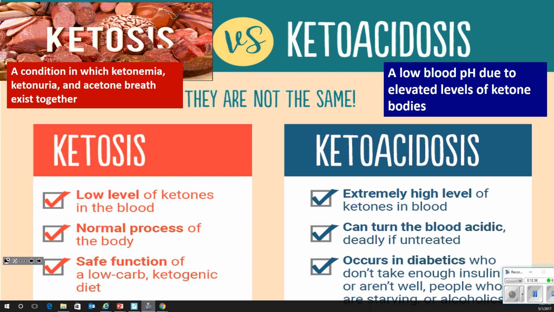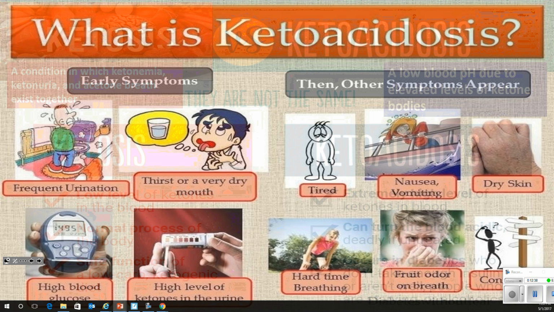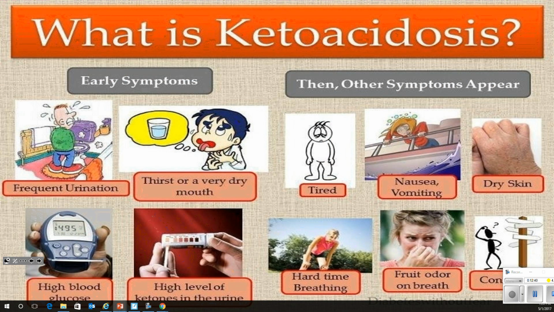All right, going forward. So what is ketoacidosis? Early symptoms, it's just diabetic stuff. So frequent urination, thirst, very dry mouth, high blood glucose, high levels of ketones in the urine. So oftentimes when you go to the doctor, the first thing they test is they take a urine sample and they want to see what's going on. If you have high levels there, then they go to the blood glucose and go from there.